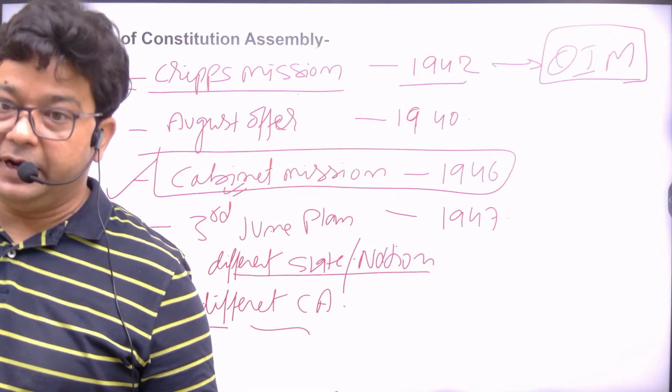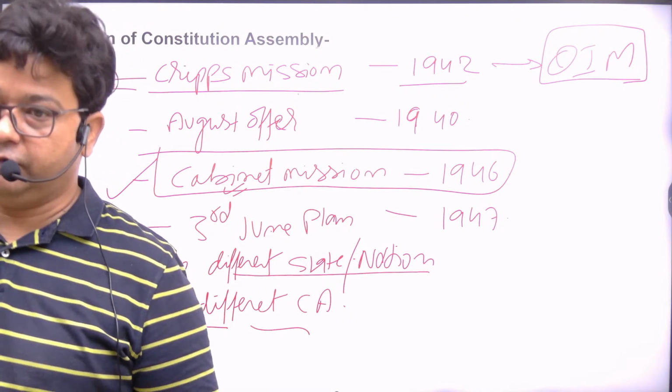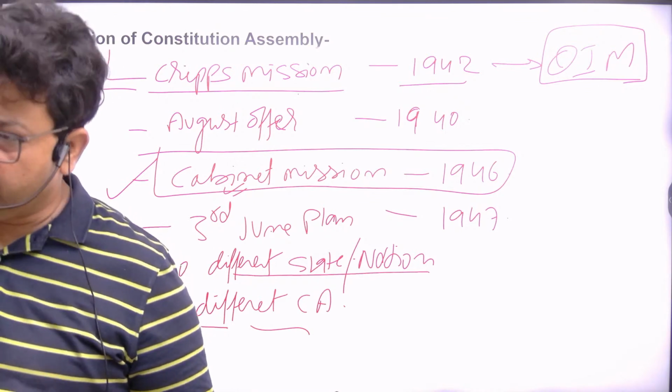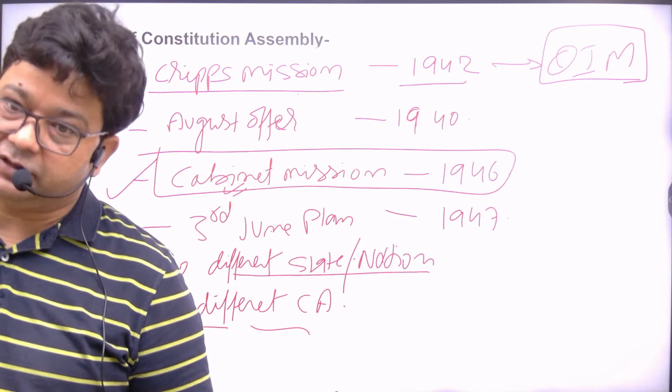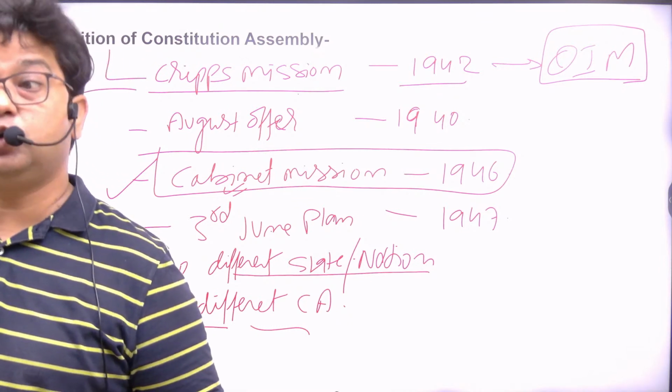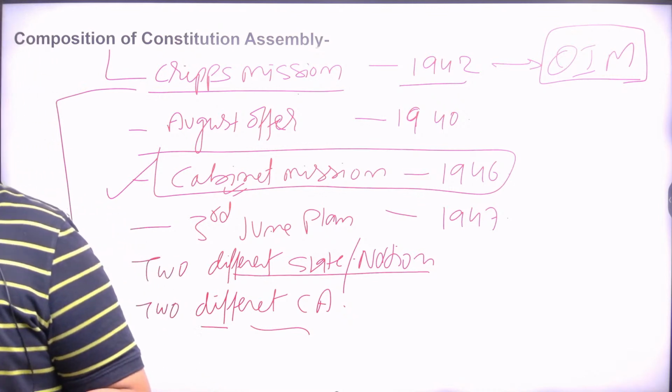So the main reason the Muslim League rejected the Cripps mission is, first, they are demanding two nations, a two-state partition of India, which the Cripps mission rejected outrightly, and second, they are demanding two different constituent assemblies.